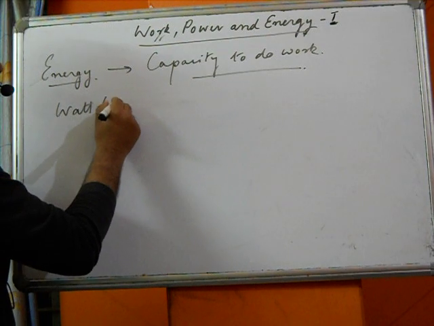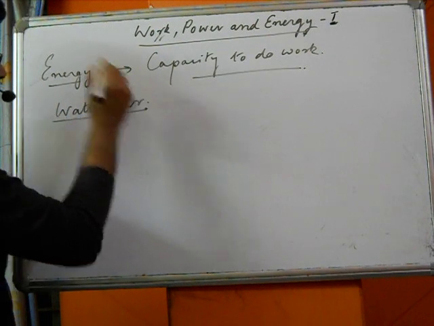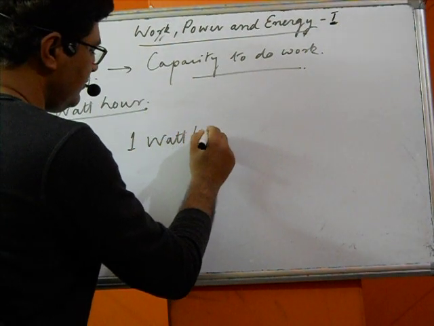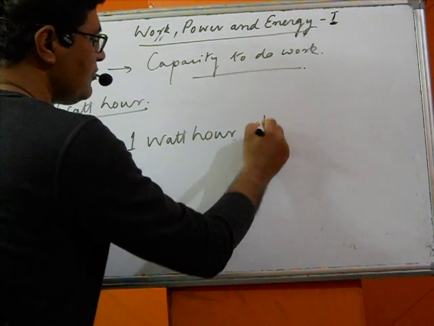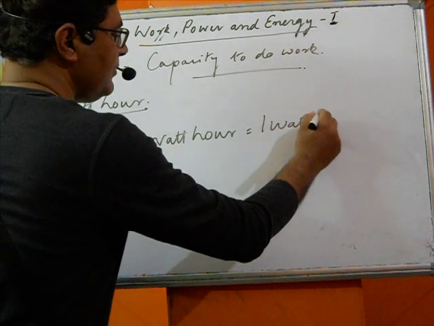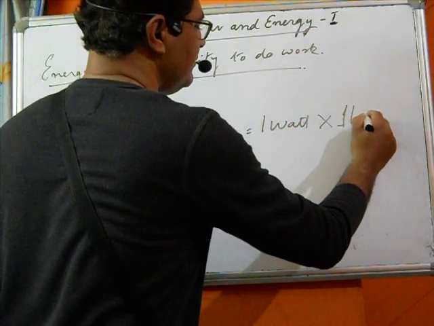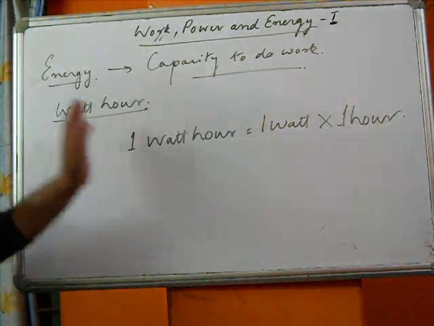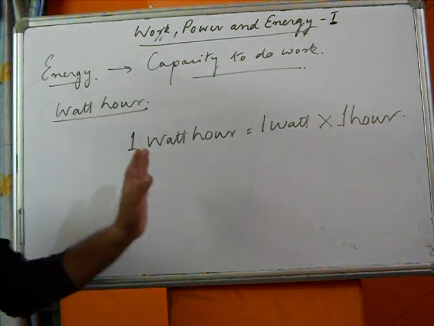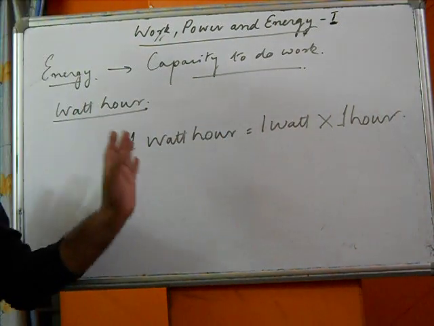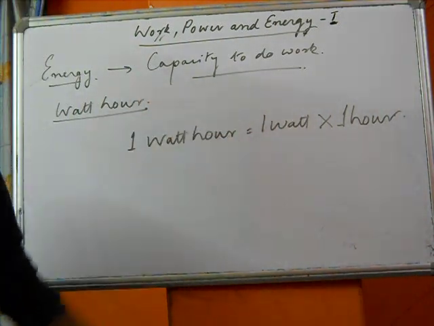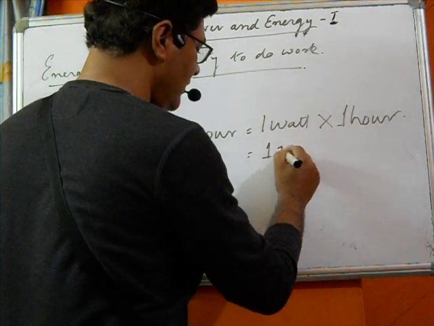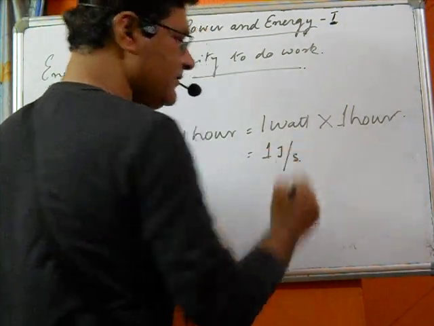Watt hour. What do we say 1 watt hour? 1 watt hour equals 1 watt into 1 hour. Please understand, 1 watt hour is usually used for measurement of electrical energy. What is 1 watt? We just understood: 1 watt equals 1 joule per second.